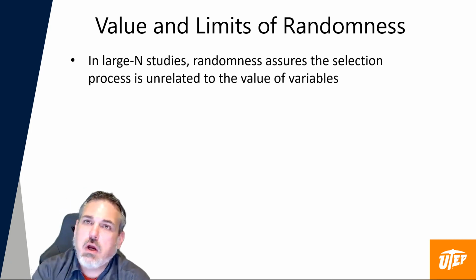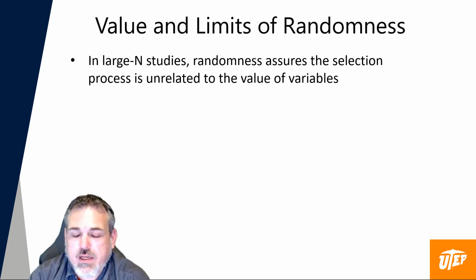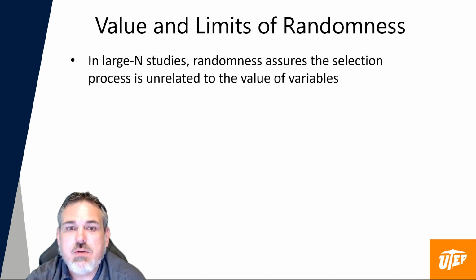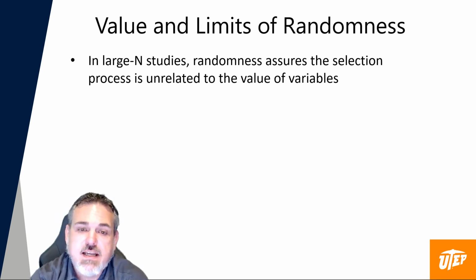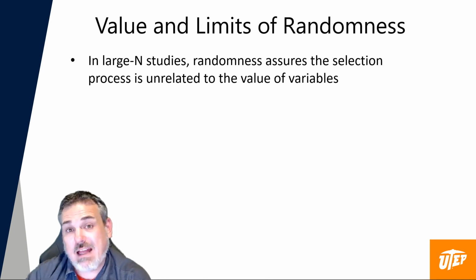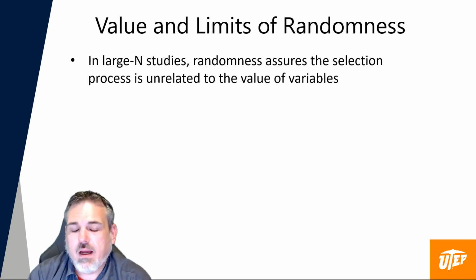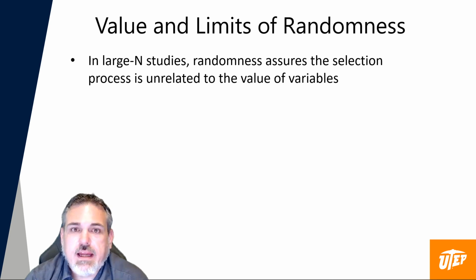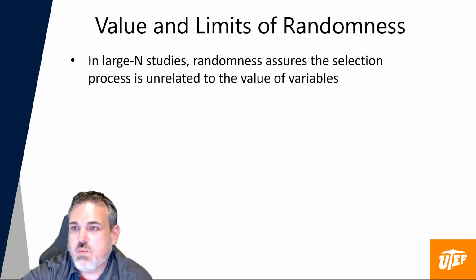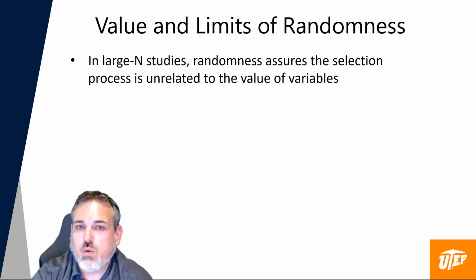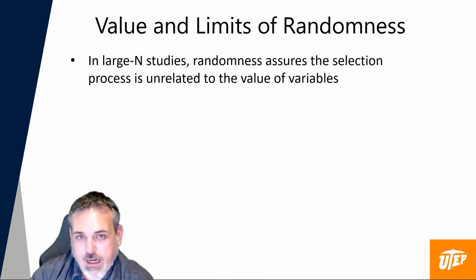So in these large N studies, randomness, drawing cases at random, assures that the selection process of getting cases is entirely unrelated to the value of the variables within them. So think of this in terms of polling. If we poll randomly, that is 100% randomness in how we draw a public opinion poll, then we know that our selection rule has no bearing on the values which we're attempting to measure within that sample.